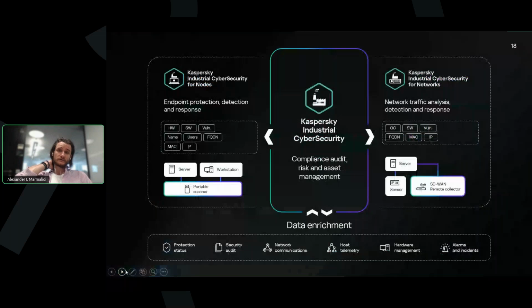Now, as I mentioned, for critical infrastructure and for the industrial sector, we have Kaspersky KICS for Nodes and KICS for Networks. And as I mentioned, both combined together, they form Kaspersky Industrial Cybersecurity. So an XDR for critical infrastructures and operational technologies.